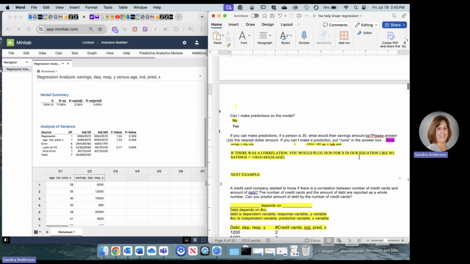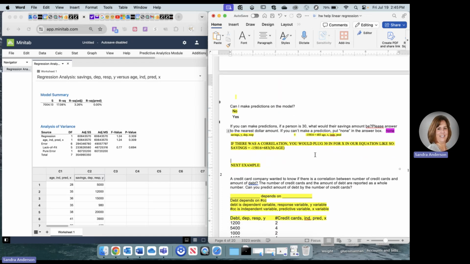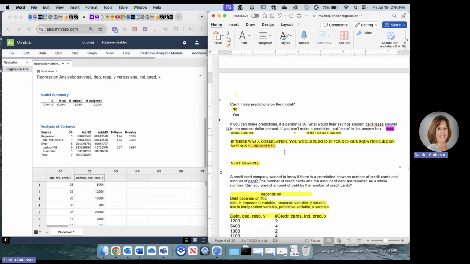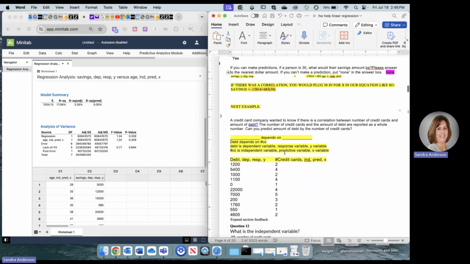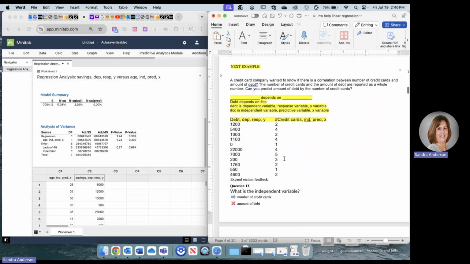But if you could, let me just show you very quickly what you would do. You just plug in age equals 30 in your regression equation right here. The regression equation was savings equals 0.15816 plus 683 times age, and you would plug in the age of 30 and calculate to see what the savings would be if a person was 30 years of age. So I hope that helps you walk through an entire regression problem.